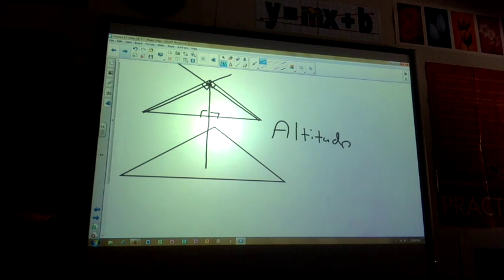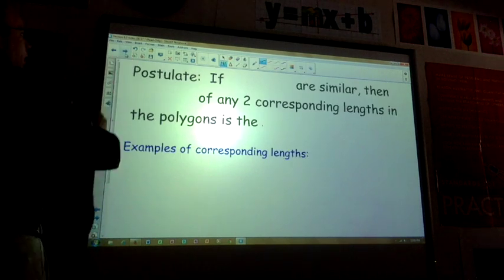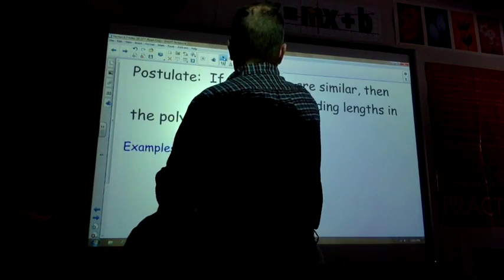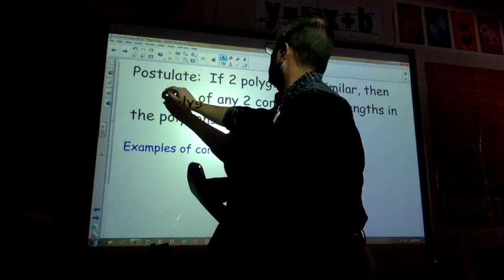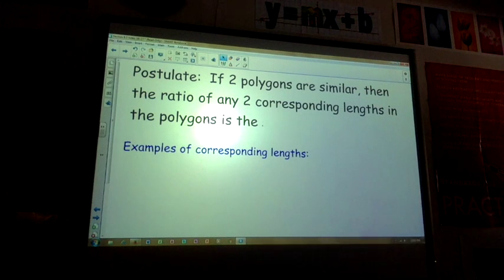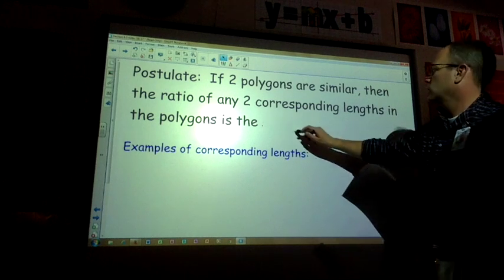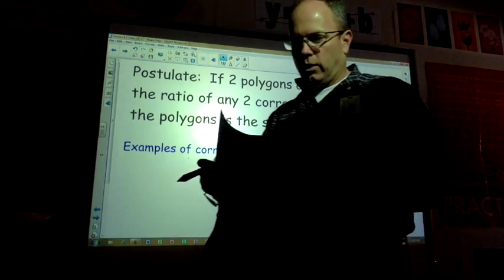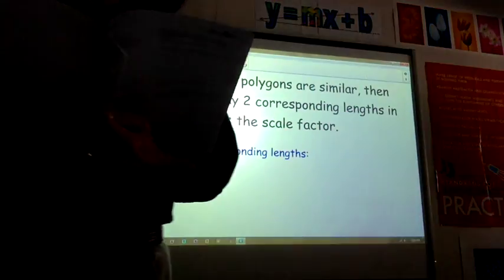Okay. If blank are similar, then blank. Can I remove? Yes. If two polygons are similar, then the ratio of any two corresponding lengths of the polygons is the scale factor. Examples of corresponding lengths, we could talk about those all day long. But let's not worry about it.